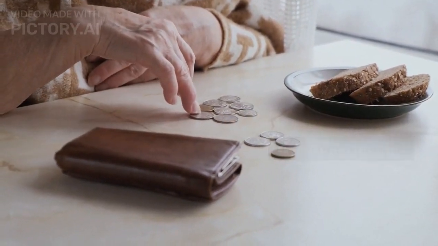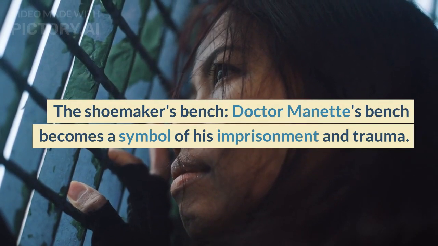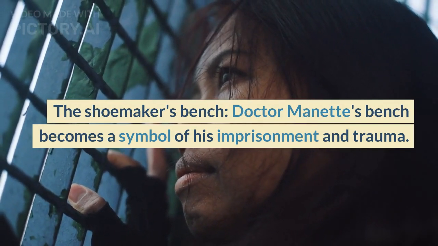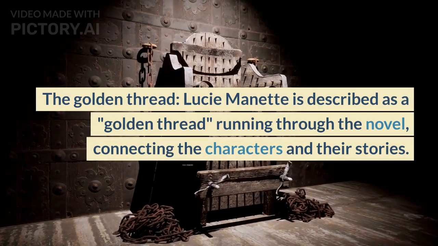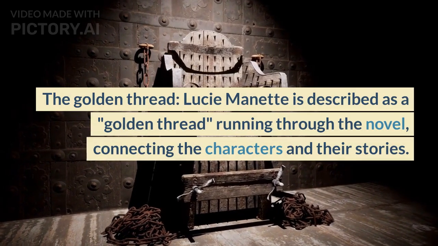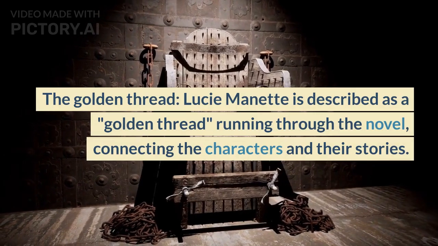The shoemaker's bench: Dr. Manette's bench becomes a symbol of his imprisonment and trauma. The golden thread: Lucy Manette is described as a golden thread running through the novel, connecting the characters and their stories.